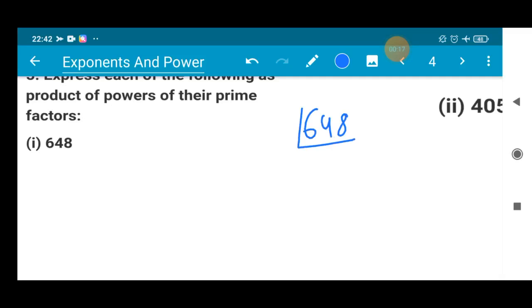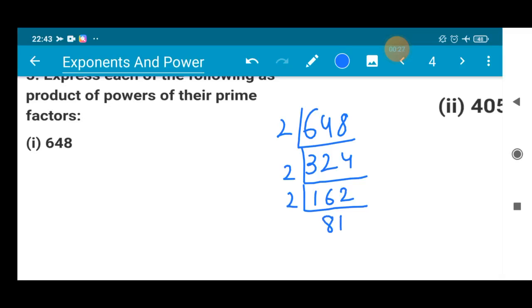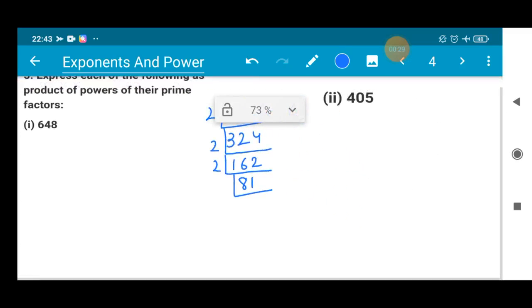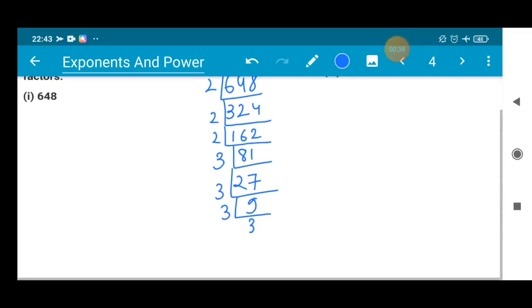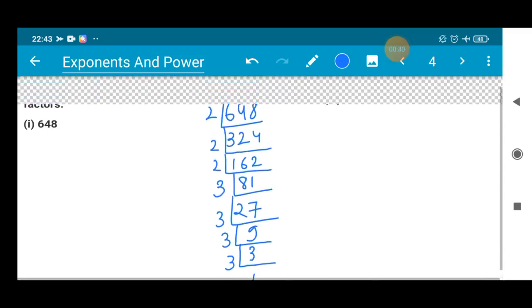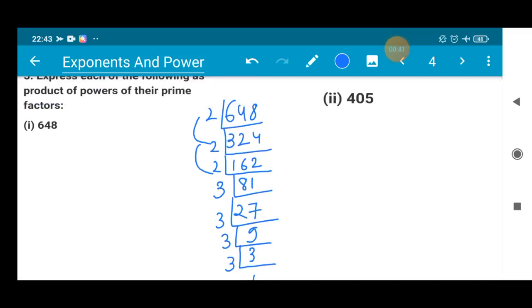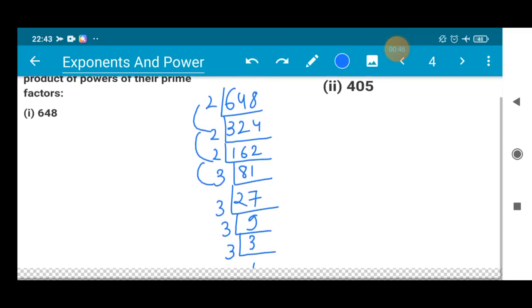Starting with the smallest prime number, 2 3s are 6, 2 2s are 4, 2 4s are 8, 2 1s are 2, 2 6s are 12, 2 2s are 4, 2 8s are 16. Now you know that 81 is not divisible by 2, so I'll be going for the next number. 3 27s are 81, 3 9s are 27, 3 3s are 9, and finally 3 1s are 3. Okay, so 2 2s are 4, 4 2s are 8, 8 3s are 24. So if you multiply this, you are going to get 648.